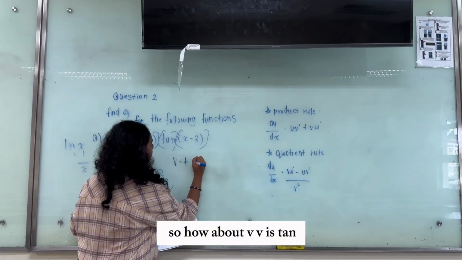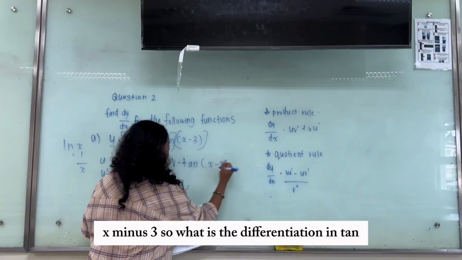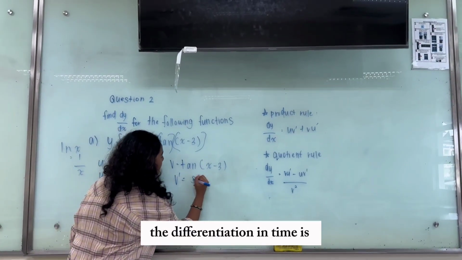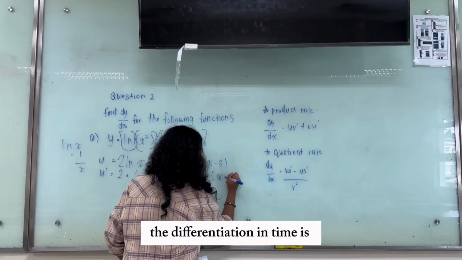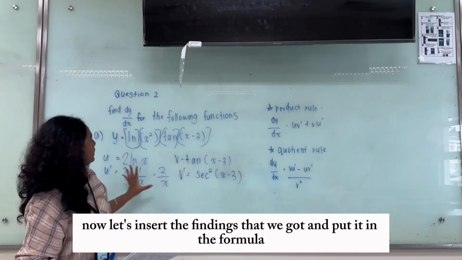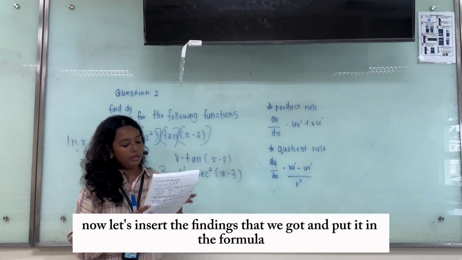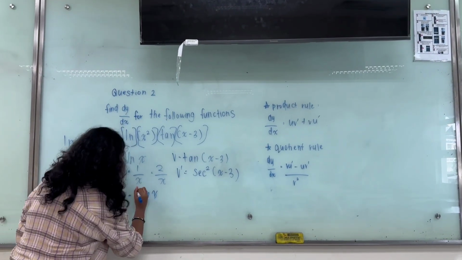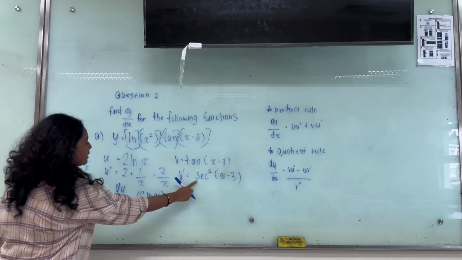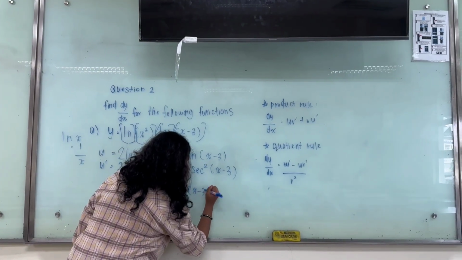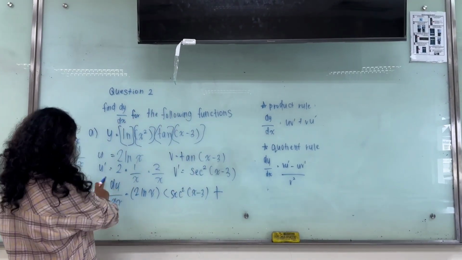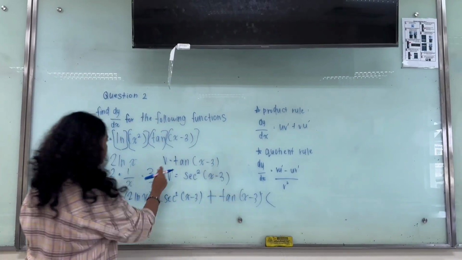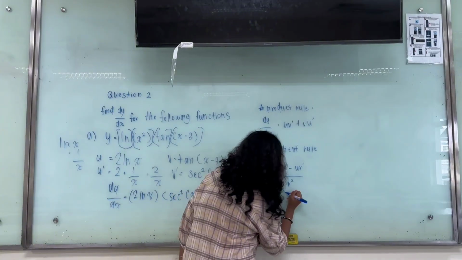So how about v? v is tan(x minus 3). So what is the differentiation of tan? As we all know, the differentiation of tan is sec squared (x minus 3). That's it. Now let's insert the findings that we got and put them in the formula. So u, which is 2 ln x, okay? v' is this one, sec squared (x minus 3), plus v times u', which is 2 over x.